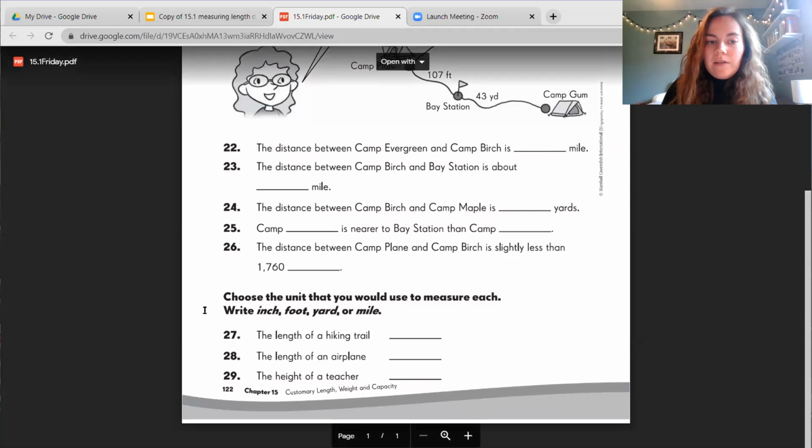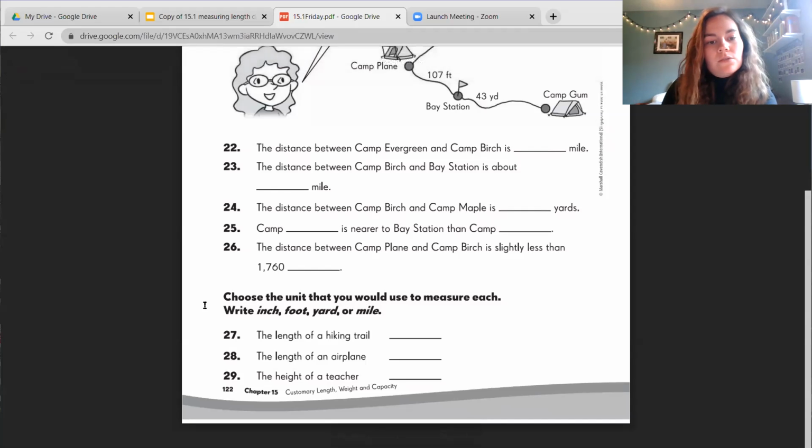And then these 3, choose the unit that you would use to measure each, right? Inch, foot, yard, or mile. So think about if you were measuring the length of a hiking trail, would you want to use inches or feet, yards, or miles? You want to think about what would make the most sense. The length of an airplane and the height of a teacher.